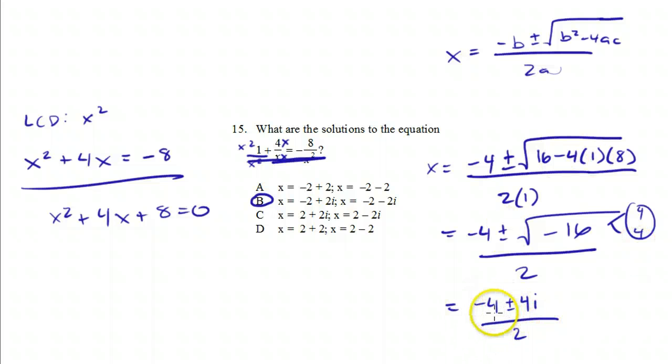So the only thing left to do is distribute this divided by 2 to both. So negative 4 divided by 2 is negative 2. 4 divided by 2 here is 2i, which again we see is negative 2 plus 2i and minus 2i.